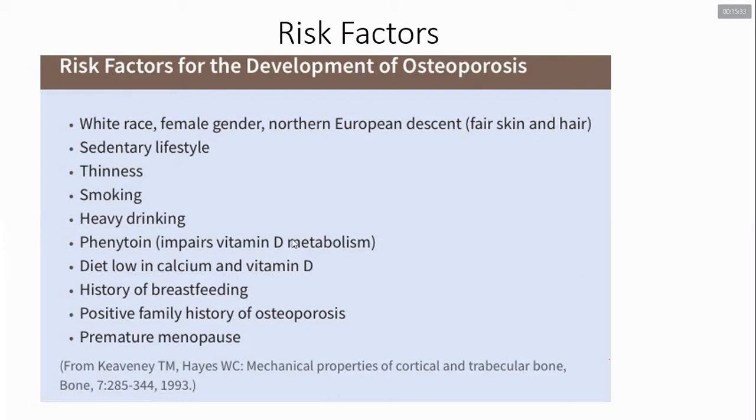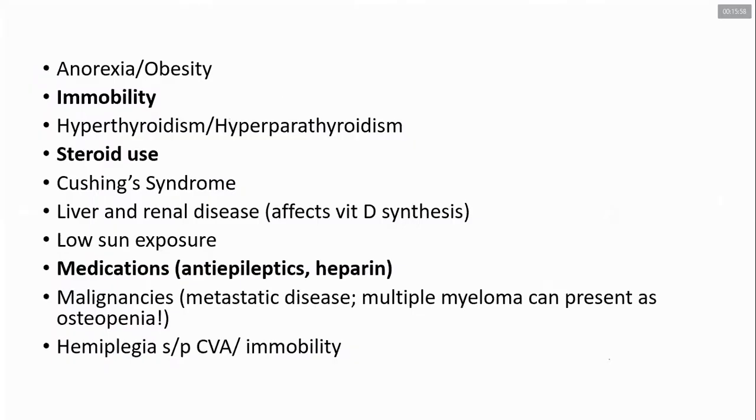Okay, so the persons who have a low calcium and vitamin D diet are also prone to developing osteoporosis. Breastfeeding, yeah, you lose a lot of calcium, and then with that feedback mechanism, you lose more and more calcium, and the bone becomes weaker. Okay, family history is also significant, and premature menopause. Apart from that, there are other factors. Immobility: if a person is immobile for a long time, bedridden, then there is also a risk for developing osteoporosis.